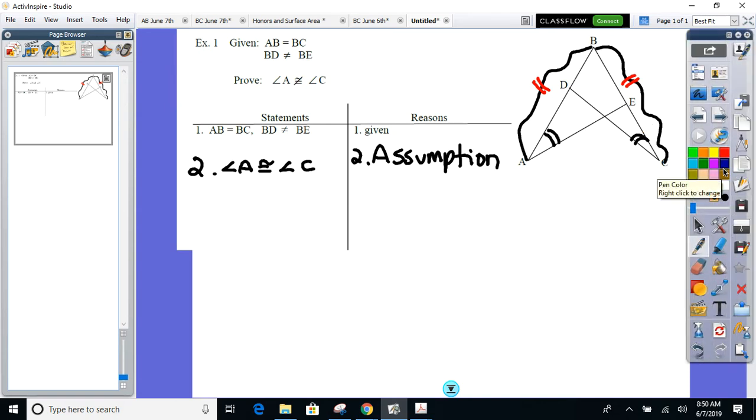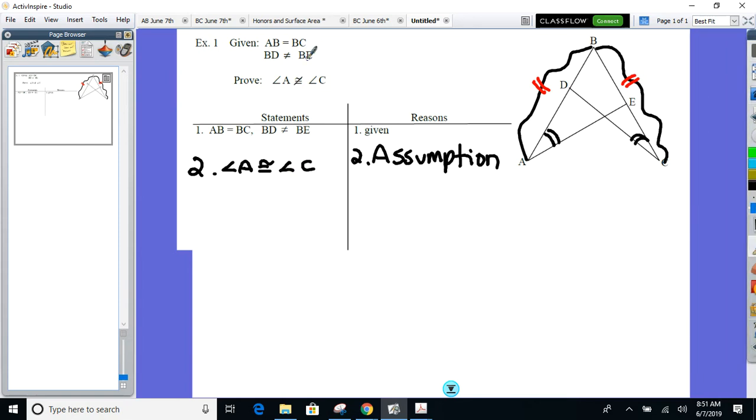Now our goal is to show this is false by proving the opposite of one of the givens. Which given do we probably want to prove the opposite of? The not one. All right, so I need your help right now, and this is where it becomes a regular proof. Get me BD equal to BE. Can you get side BD congruent to side BE?